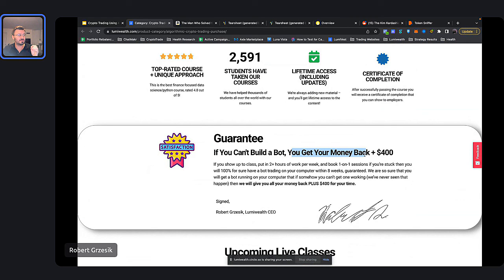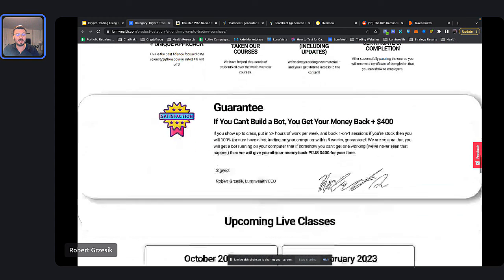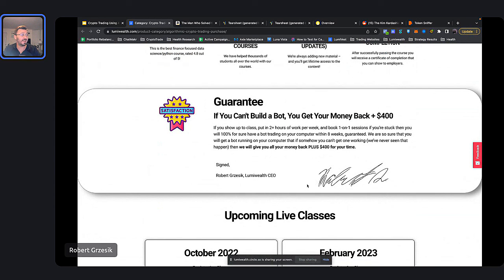Hundreds or thousands of students have built bots going through this stuff. I'm very, very confident that when you go through this class, you're going to be able to build a bot. And I'm so confident that not only will I give you your money back, but I'll give you $400 on top of that if you're not able to build this bot. But of course, obviously, it means you show up to class. If you don't show up to class, it's a different story. But I'll give you back your money if you're not able to do that. Again, I've never seen that happen, so I'm very confident in this.